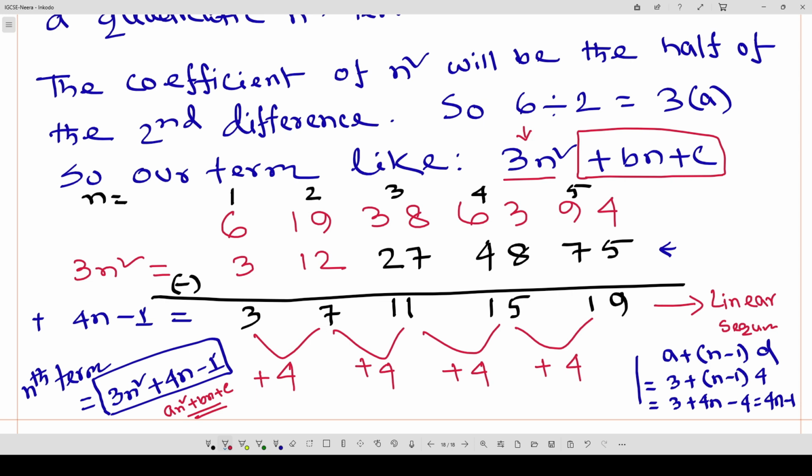It's a very important math topic for any kind of competitive examination around the world, especially IGCSE and GCSE.